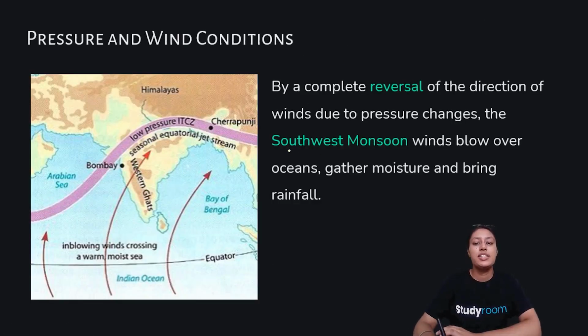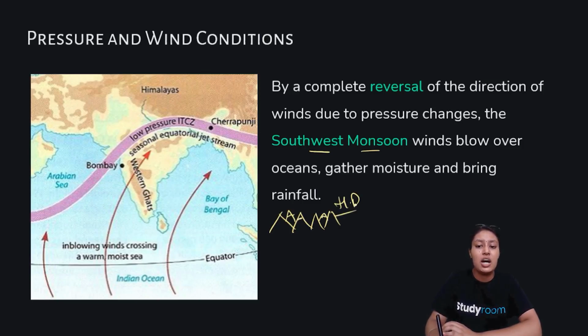Now, first we will understand what is southwest monsoon. I've already studied southwest monsoon. Let me revise it for you. So, southwest monsoon winds are basically heavy winds, cold and dry winds of high pressure. This is high pressure during winters, and these high pressure winds move downwards to the coastal areas, which have low pressure.